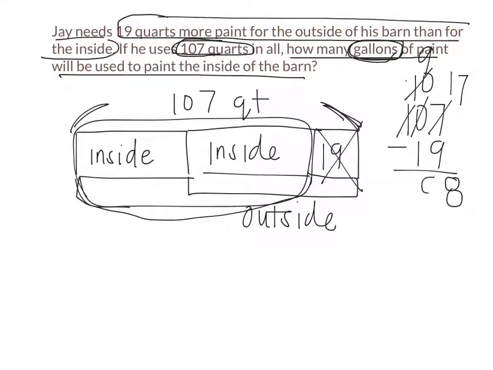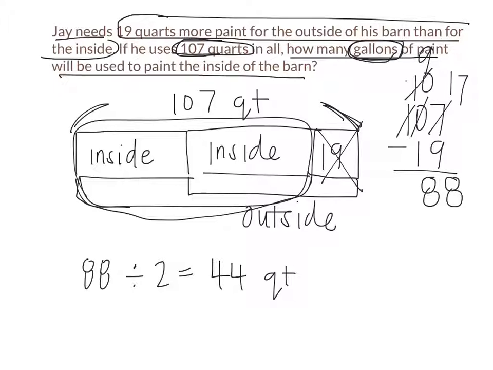Okay. If I have 9 tens and I take away one of them, how much do I have left? 8. So that means that the 2 inside amounts is how many quarts altogether? 88. Now, since I have 2 insides and I only want to find out how much was used for 1 inside, what do I need to do? 88 divided by 2. Okay, and I can do that in my head actually, but I still need to write it out to show what I'm doing: 44 quarts. Am I done?